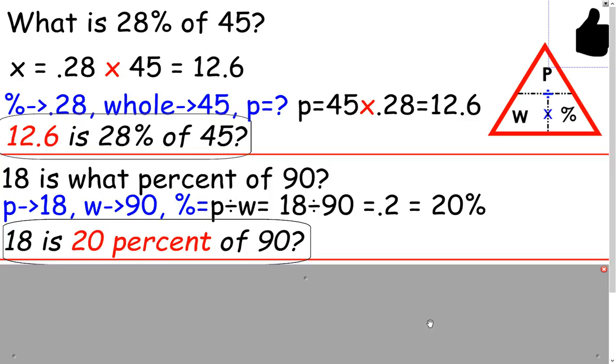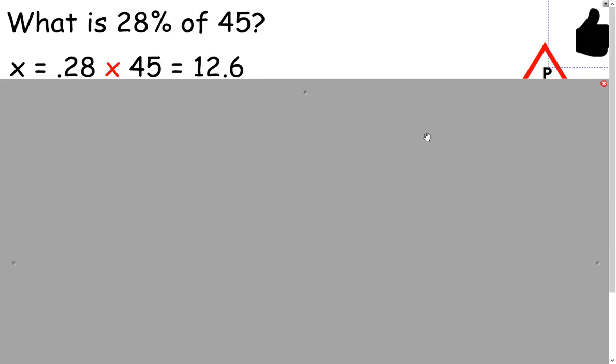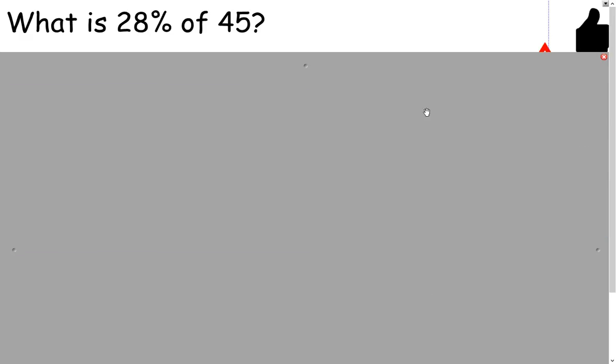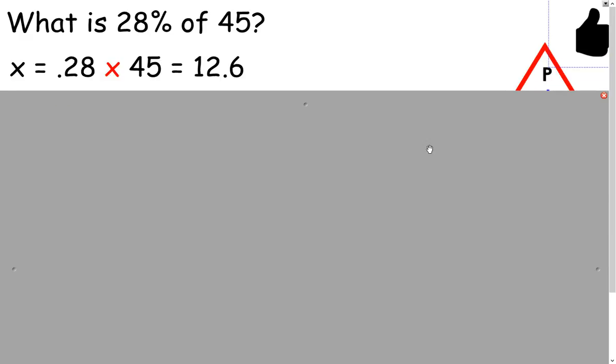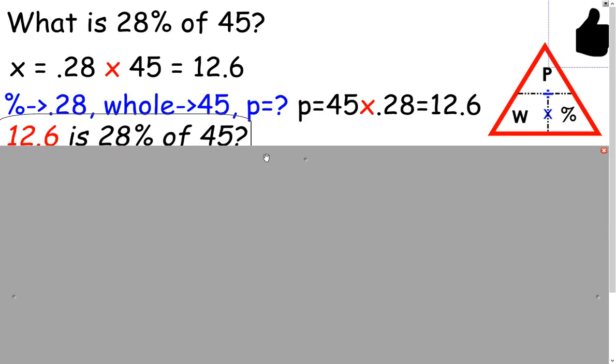Okay, so let's look at some problems here. What is 28% of 45? I'm going to do this quick translation. What is 28% times 45? It's 12.6. I can also cover it up. I've got a percentage, I've got a whole, I'm going to have to find the part, so I'm just multiplying.